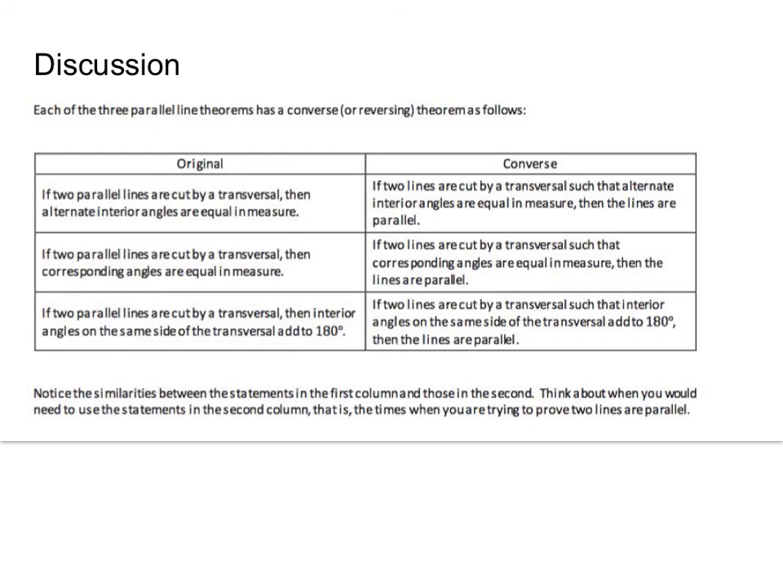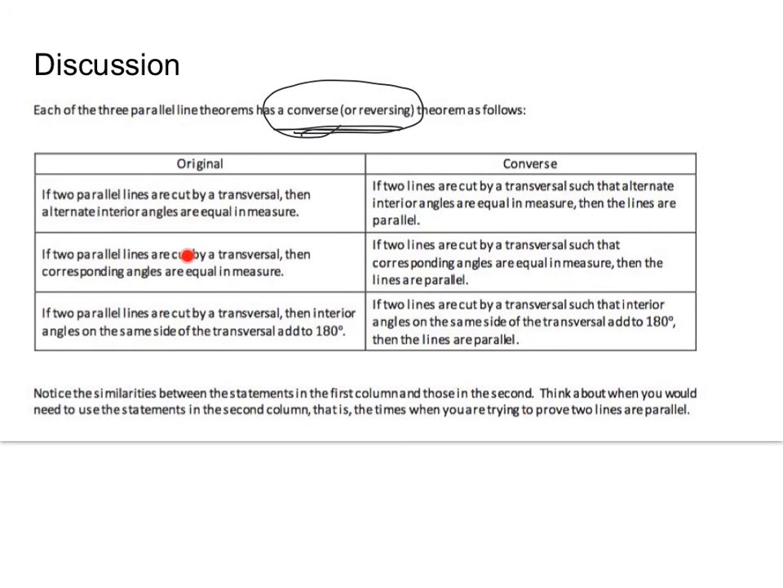All right, so each of these three parallel line theorems has a converse. This is an important thing in geometry. A converse is the reversing of a theorem. So, for instance, if we said that if two parallel lines are cut by a transversal, then alternate interior angles are equal in measure, the converse says if two lines are cut by a transversal and the alternate interior angles are equal, then the lines are parallel. So first we say we have two parallel lines, so alternate interior angles are equal. But if I have alternate interior angles are equal, then I have parallel lines. So that's the converse or the reversing.